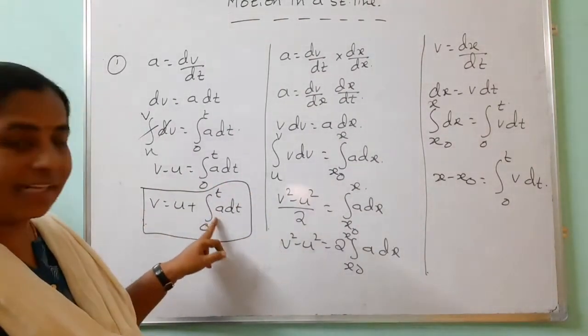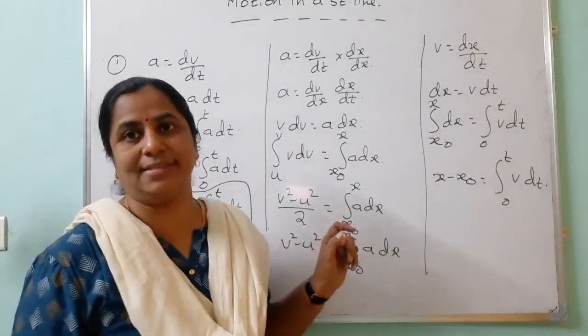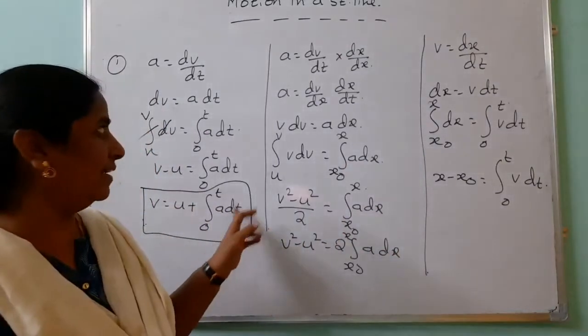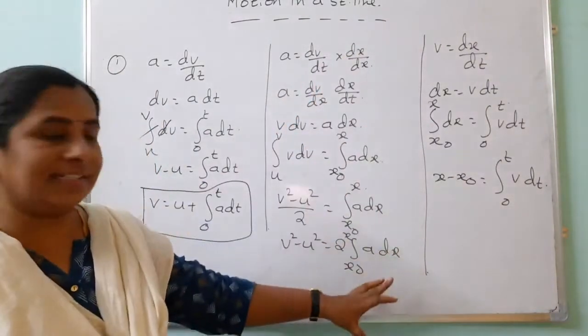So clearly we can observe that the integration symbol is there. Generally v equals u plus at, but in this case the integration symbol is there. Then like that we can go for the next equation of motion.